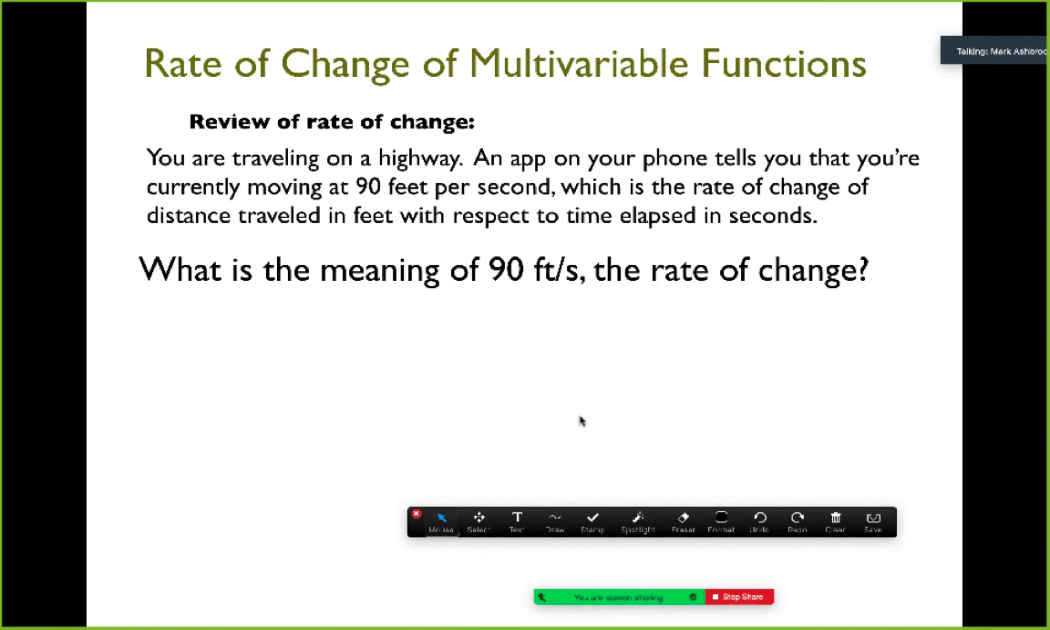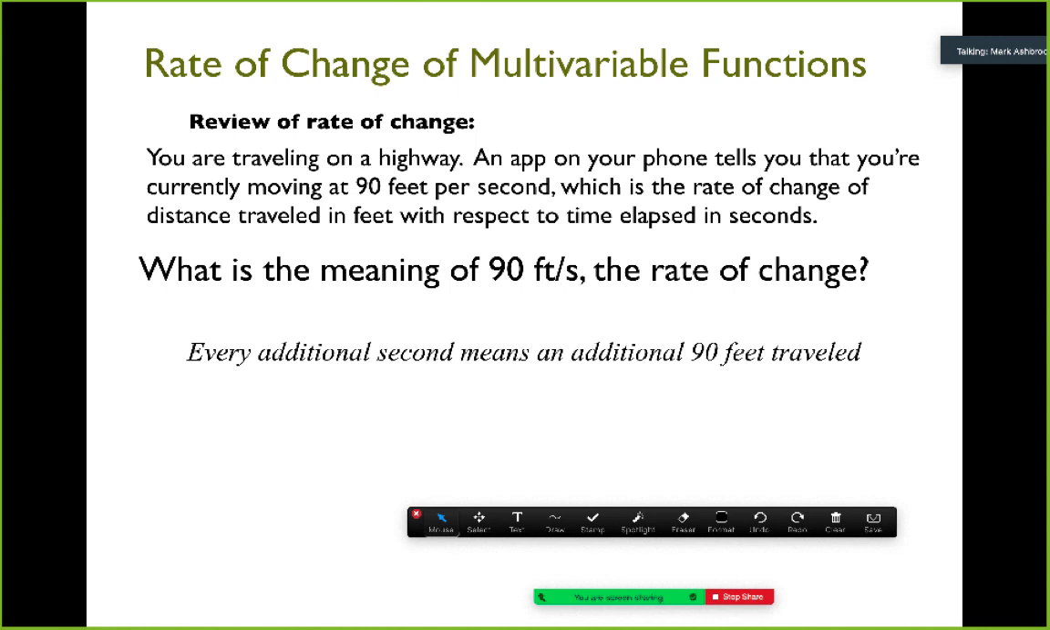So what's the meaning of that number 90? If it's the rate of change of distance, what does the 90 mean? It means that you're traveling 90 feet every second. Probably many of you are thinking that. Or, a fancier way to say it: every additional second means an additional 90 feet traveled.